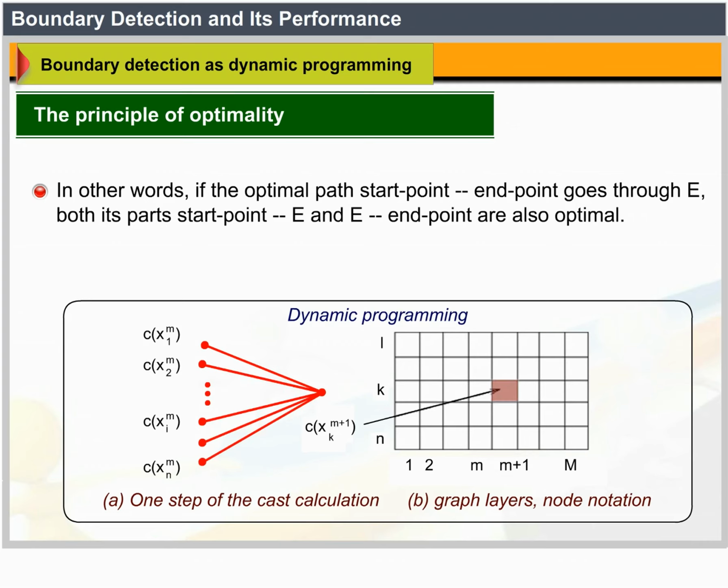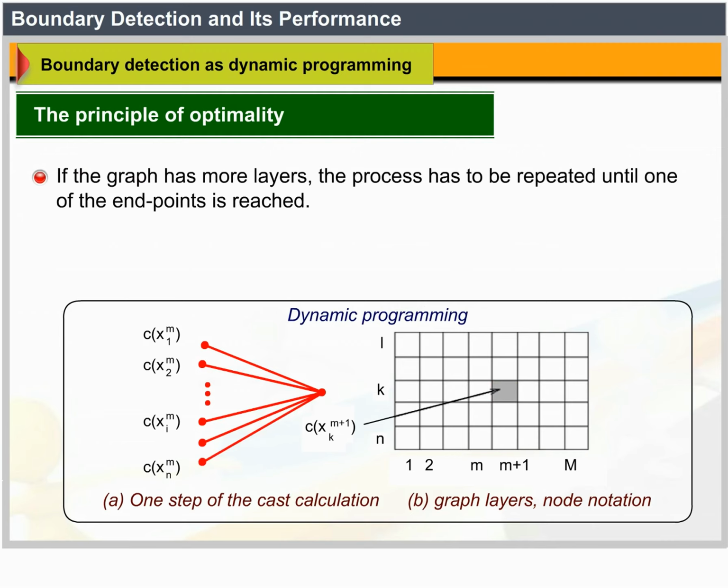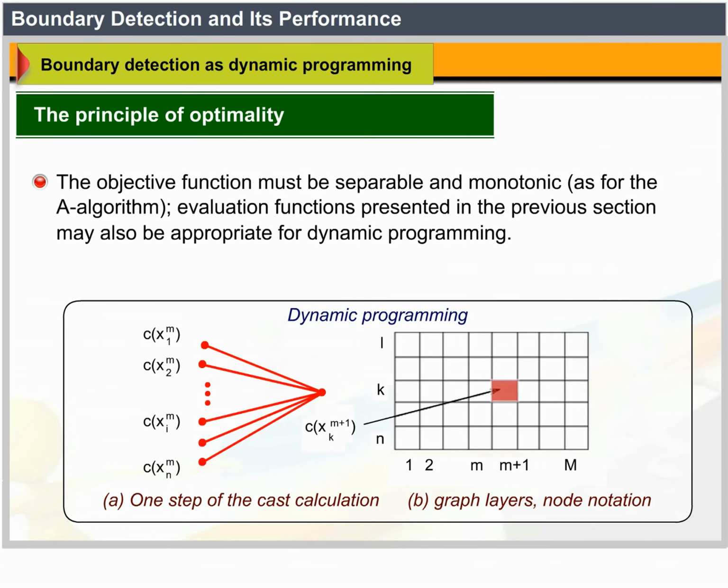A, one step of the cost calculation. B, graph layers, node notation. If the graph has more layers, the process is repeated until one of the endpoints is reached. The complete graph must be constructed to apply dynamic programming, and this may follow general rules given in the previous section. The objective function must be separable and monotonic, as for the A* algorithm.